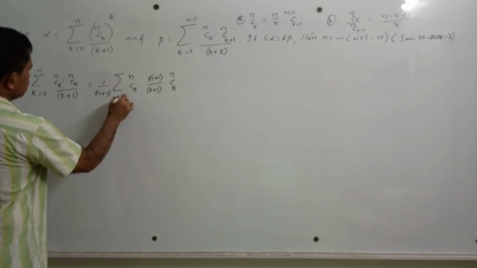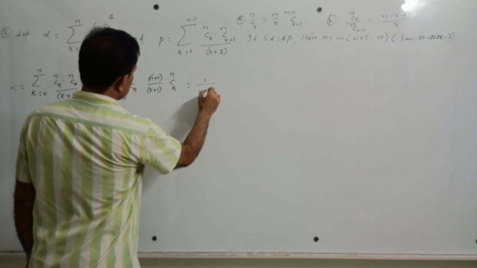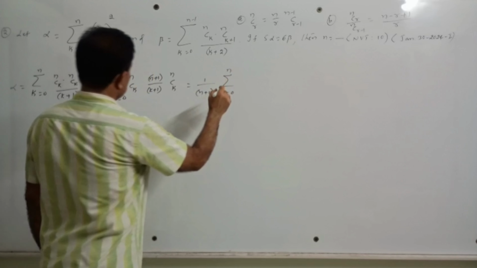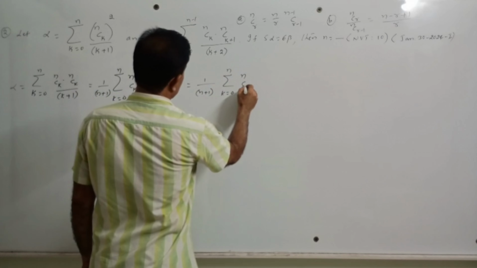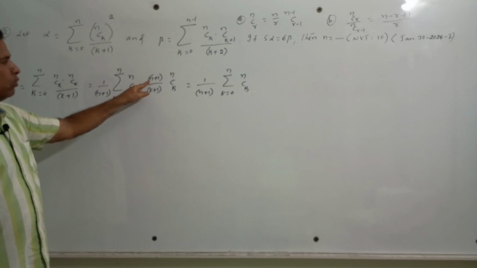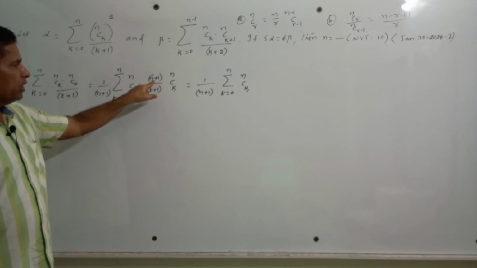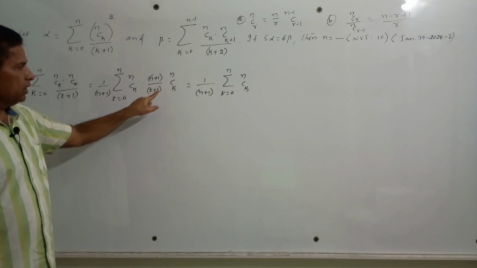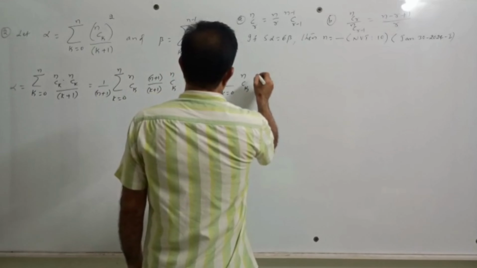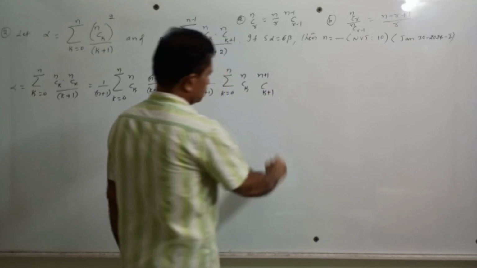So here k takes values from 0 to n. Let us write 1 by n plus 1 the same, sigma k equals 0 to n, the first binomial coefficient nCk written the same. (n plus 1) by (k plus 1) nCk can be written as (n plus 1)C(k plus 1) according to that formula. So this will become (n plus 1)C(k plus 1).